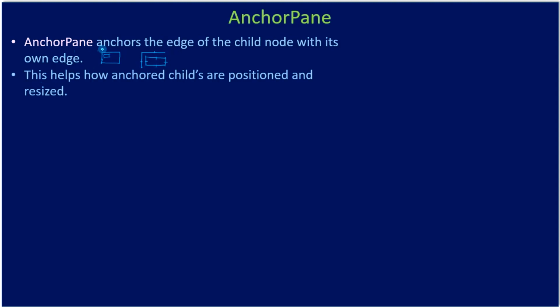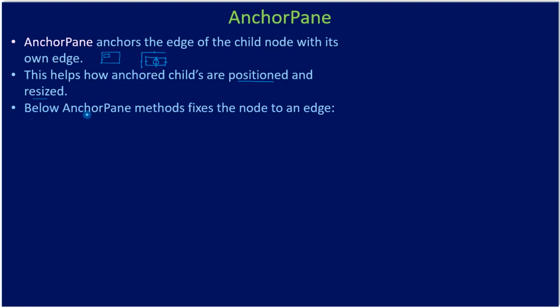So the anchoring technique helps decide how an anchored child is positioned and resized. Here, this is the anchored child and this is the container. Sometimes it will control the position, sometimes it resizes the child. So based on the anchoring and which edge you are anchoring, either the position will be fixed or the size will be changed. Both can happen.